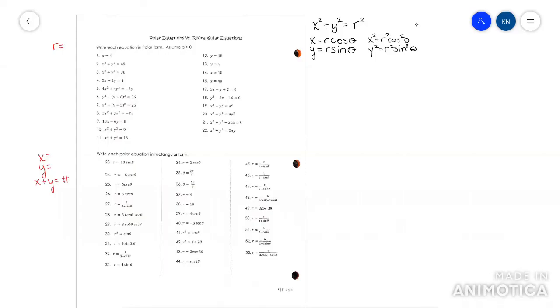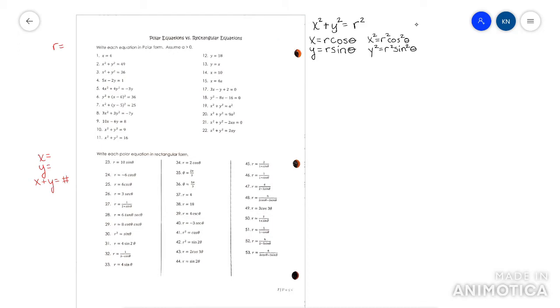All right, this video is going to go over how to convert equations from polar to rectangular or vice versa. So let's go ahead and get started. Look, the first thing I'll say is if you don't know this right here, you're wasting your time. So make sure you know that.